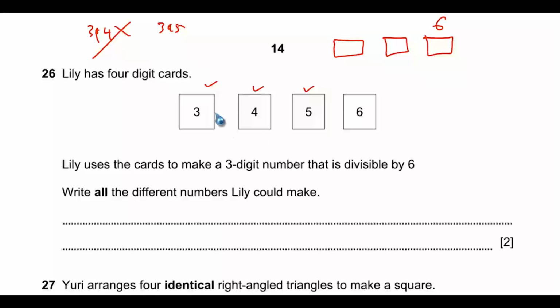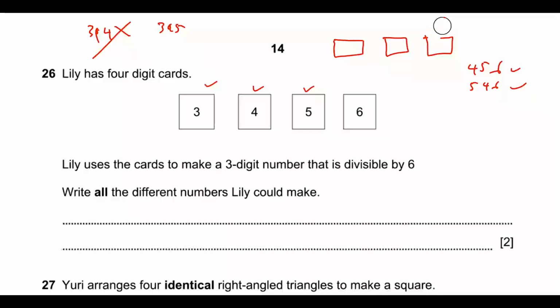So the only option left is 4 and 5. If I have 4 and 5, they add up to 9. 9 plus 6 is 15. So 15 is divisible by 3. That means I can have 4 and 5. The first option will be starting with 4, so I have 4, 5, 6. Then the second option will be starting with 5: 5, 4, 6. So these are the two numbers I can form from here.